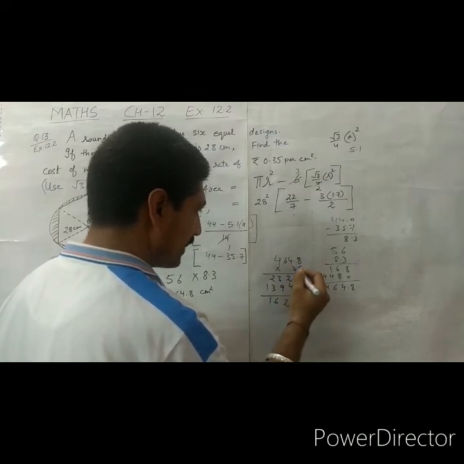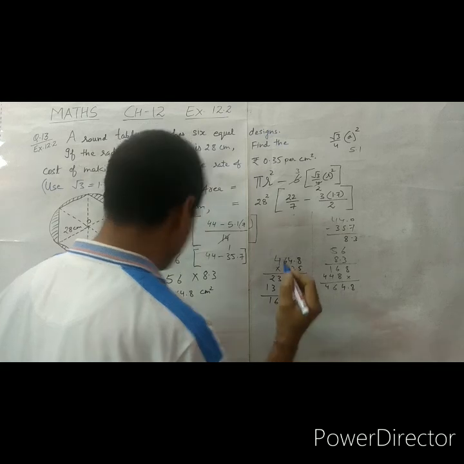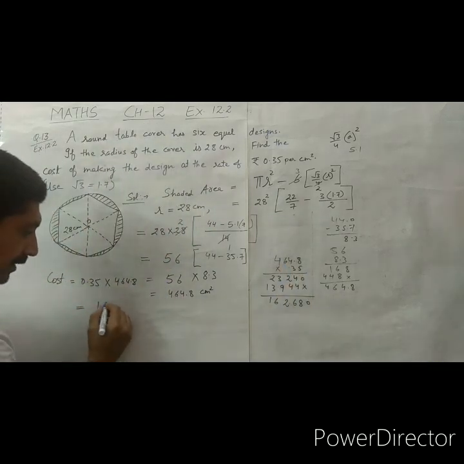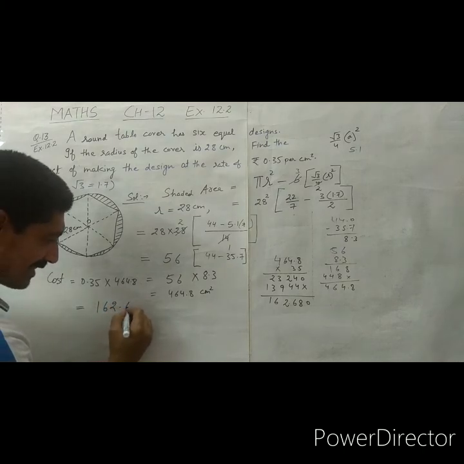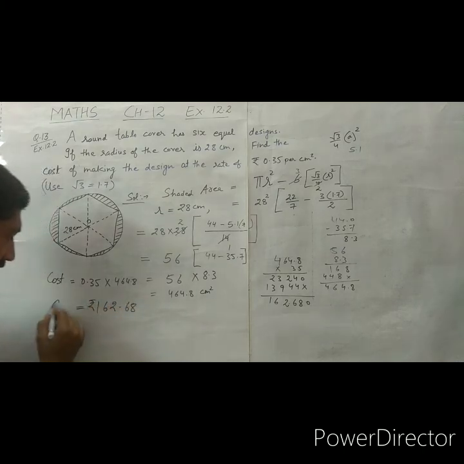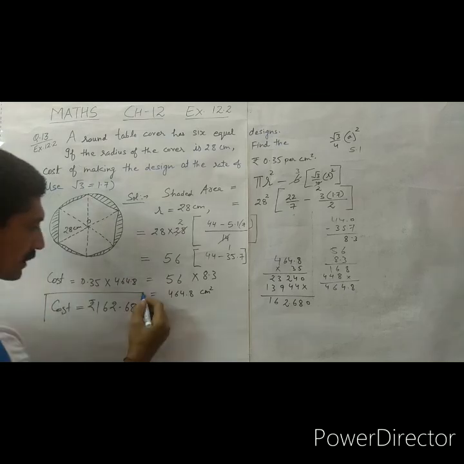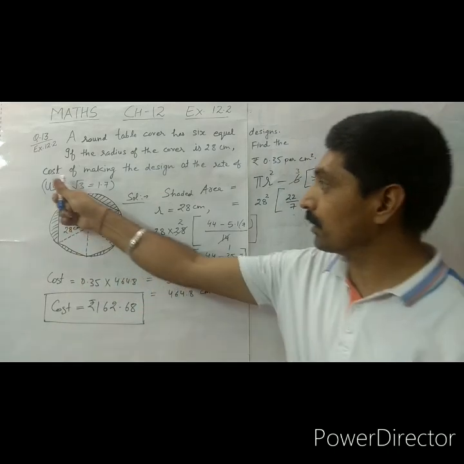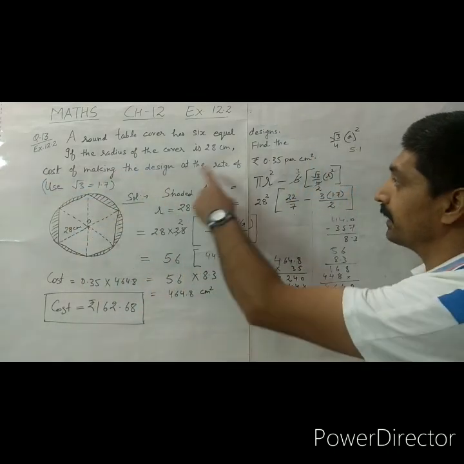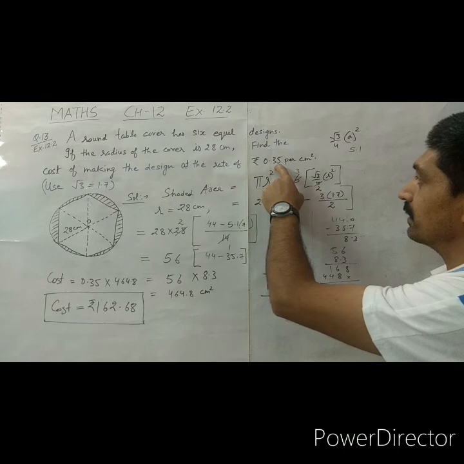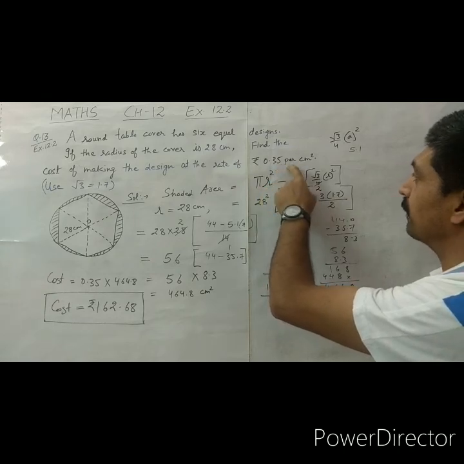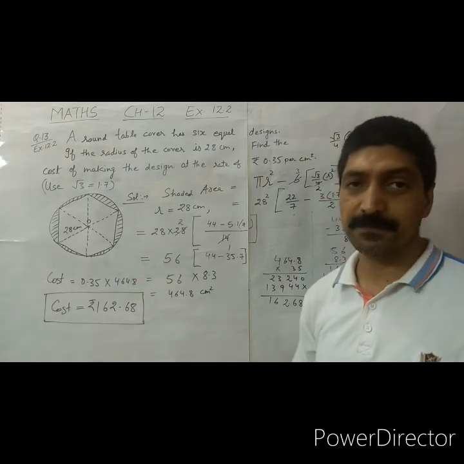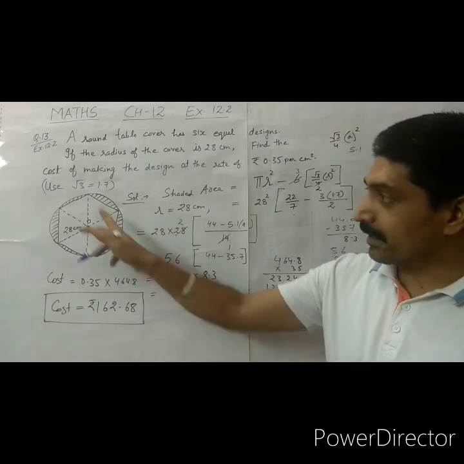so decimal is here because 3 decimal positions. So we have our cost, that is 162.68 rupees. So this is the cost. So the required cost here for the design at the rate of 0.35 per centimeter square is 162.68 rupees. Let me again recapitulate the question.